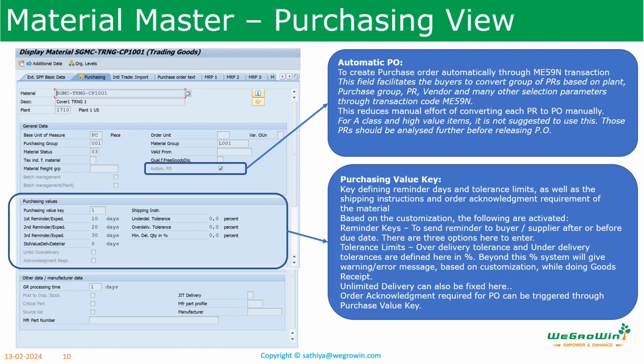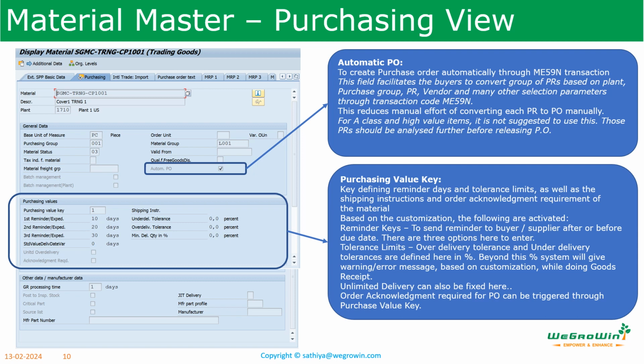With this, a lot of controls can be done from the purchasing point of view. This purchasing value key defines the tolerance limits, the shipping instructions, and whether we need the acknowledgement requirement or not. For example, there are reminder keys, which are used to send the reminder to the buyer or supplier after or before the due date. And also we can define the tolerance limits, I mean under tolerance and over tolerance.